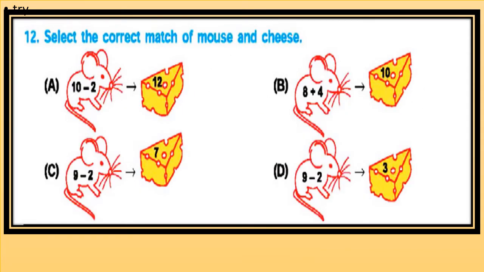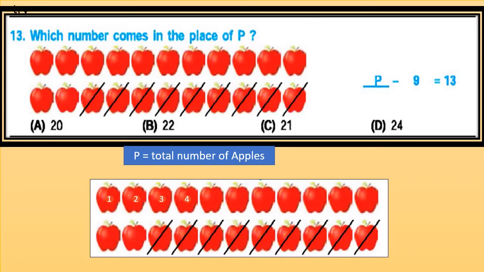The correct match of mouse and cheese. Now solve the equation written on the mouse and then select the correct match of mouse and cheese. Which number comes in the place of P? Now our equation is given on the right side. P minus 9 equals 13. So clearly P is the total number of apples. Now count the number of apples by writing the number inside them. And then choose your correct option from A, B, C, D.